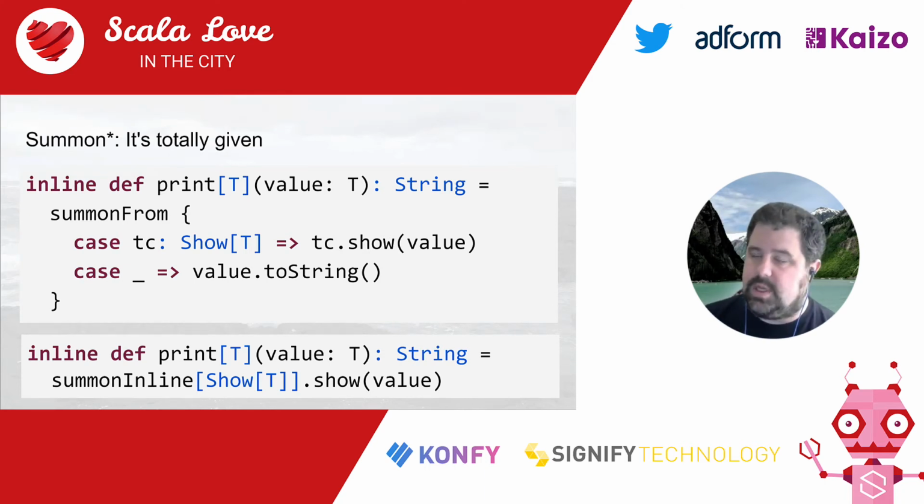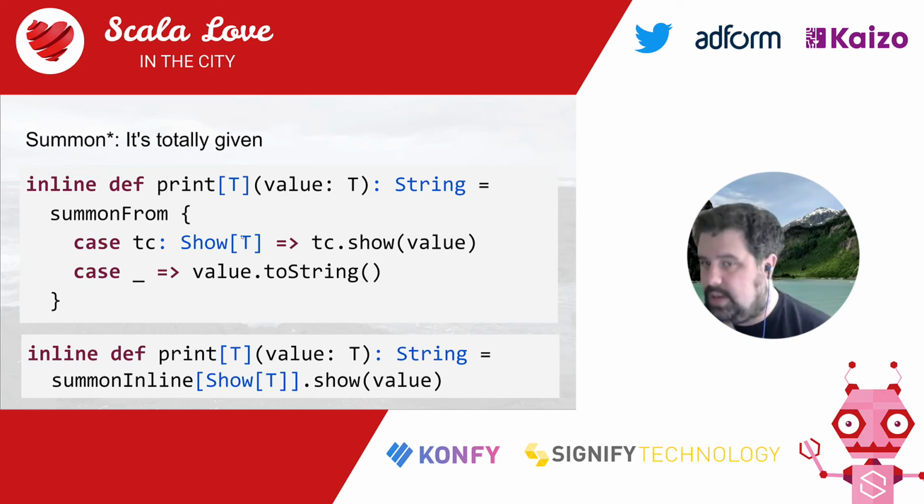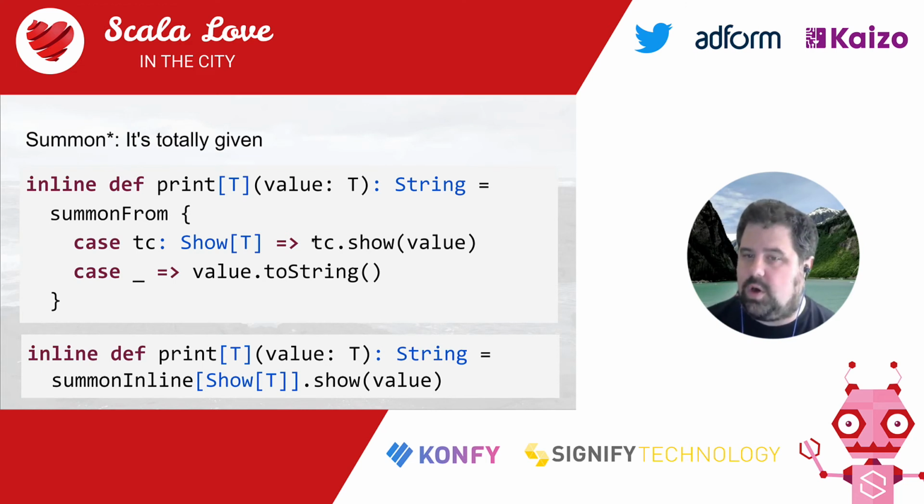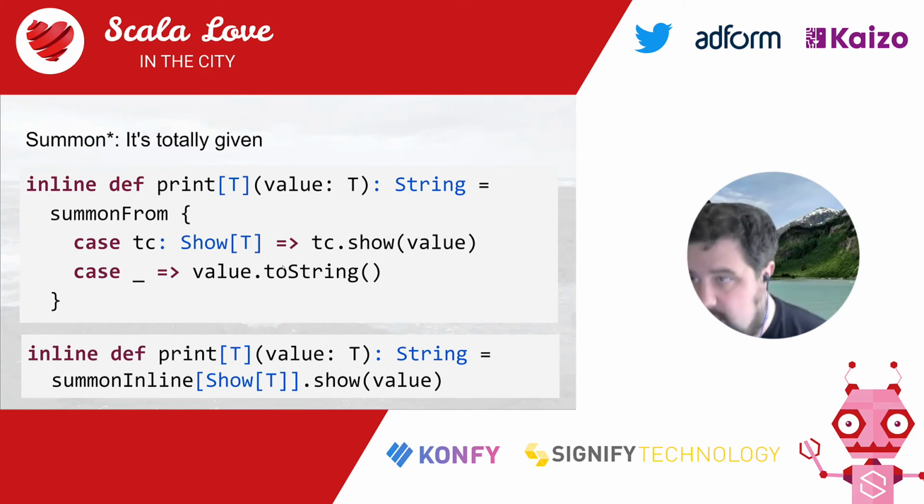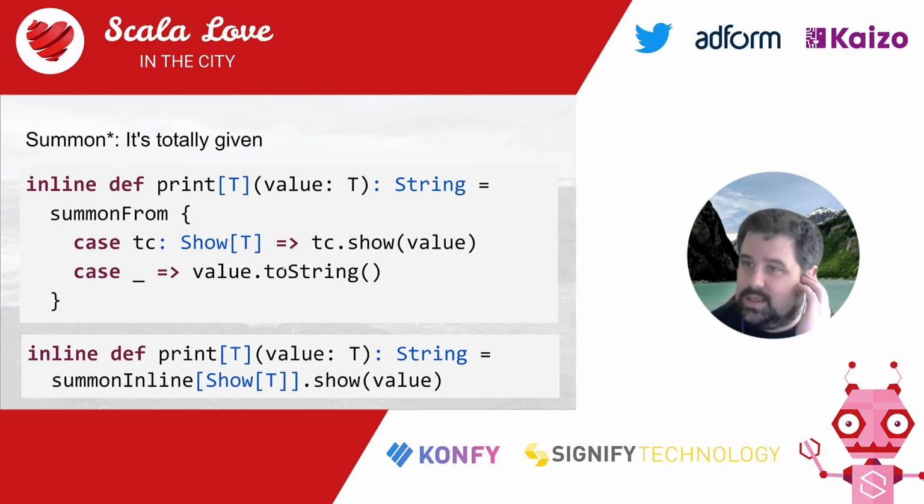There is a new inline method called summon from, which will summon givens from your use site. So wherever someone calls this print, in that particular context, we will look for a show instance in the implicit or given scope, depending on how you want to talk about it. And if we find one, we're going to call this tc.show. If we don't find an implicit, we can still take a behavior here, which is kind of cool. So I can look for something in implicit scope magically, and if I find it, I do something. If I don't find it, I do something else.